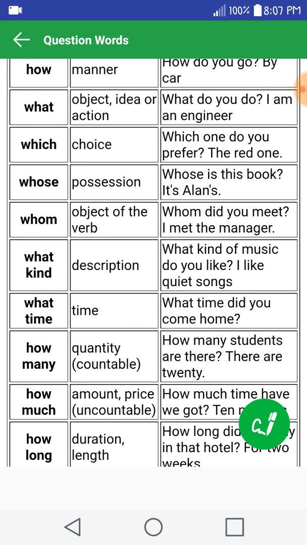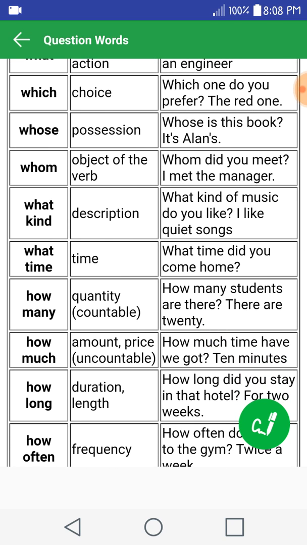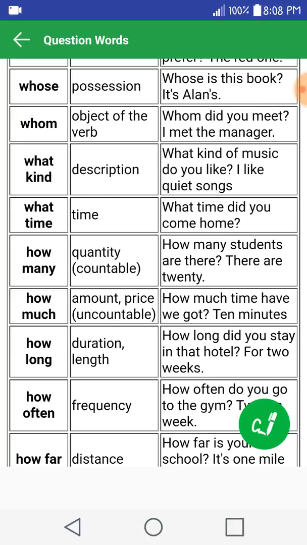After what, we have which. We use which for different choices. Which one do you prefer? The red one. After which, we have whose. We use whose for possession. Whose is this book? It's Lens's. After whose, we have whom. We use whom for the object of the verb. Whom did you meet? I met the manager.